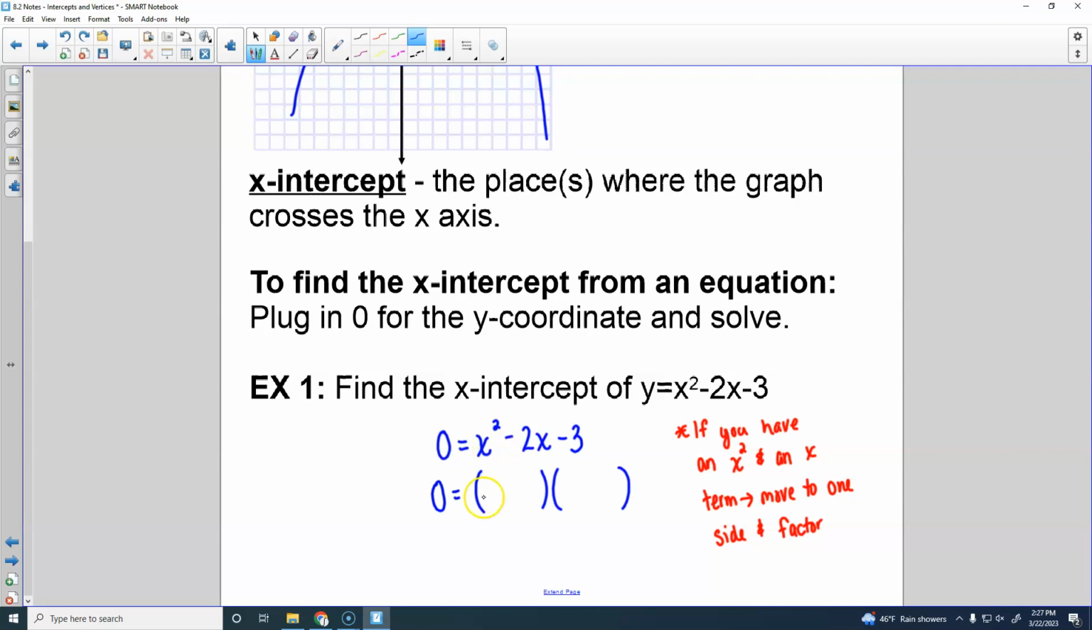So if I'm factoring this, I need an x and an x. I need numbers that will multiply to give me negative 3, which is just negative 1 and 3, or 1 and negative 3. Which one should I pick? Negative 3 and 1. Remember, those are not your answers. What have you got to do now?